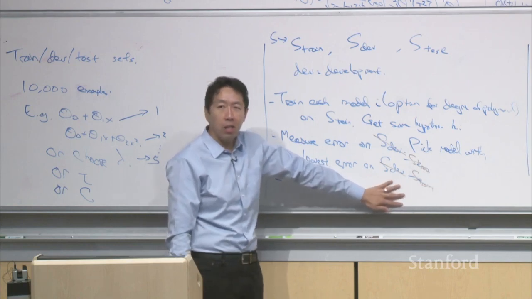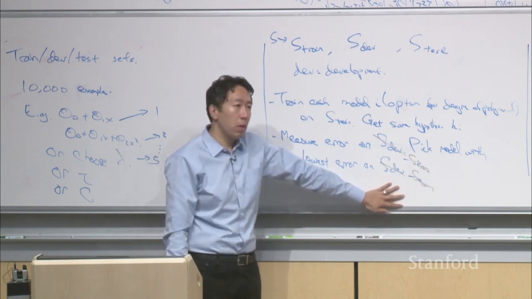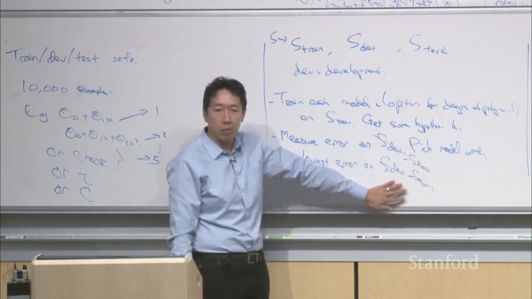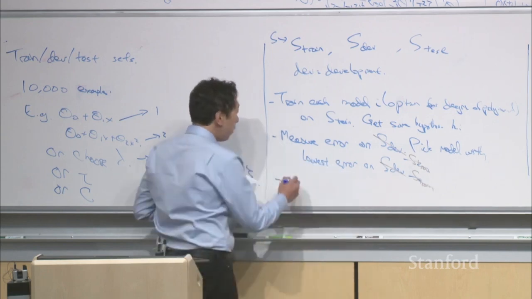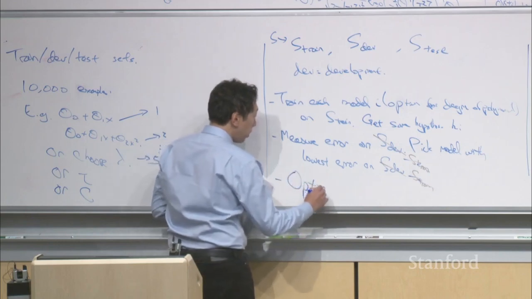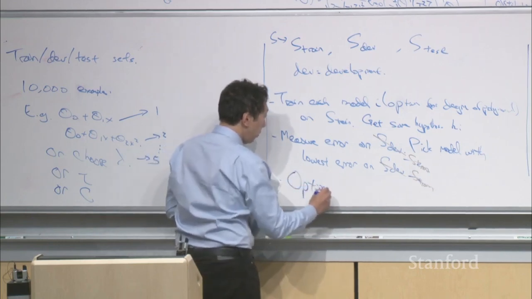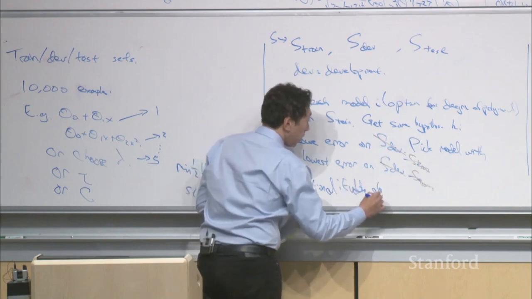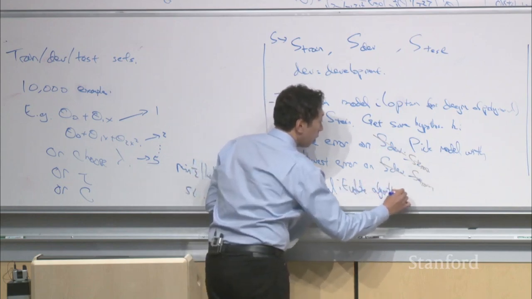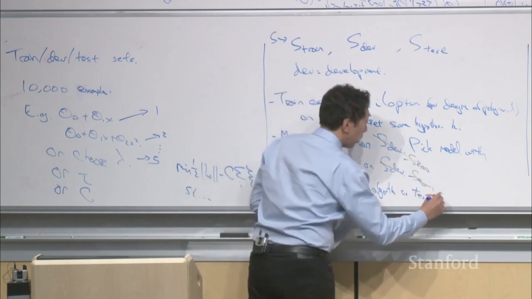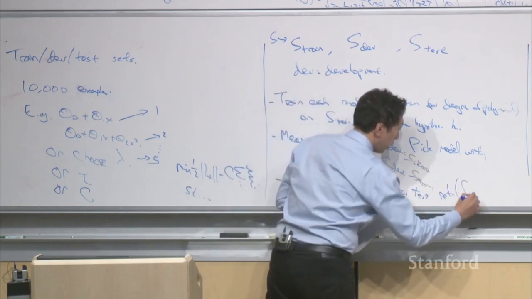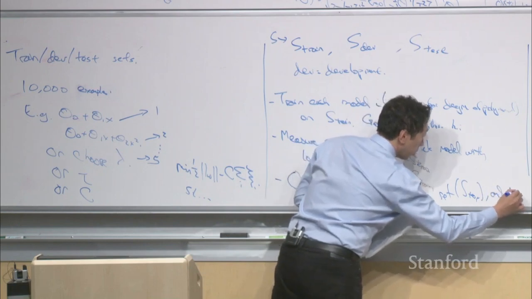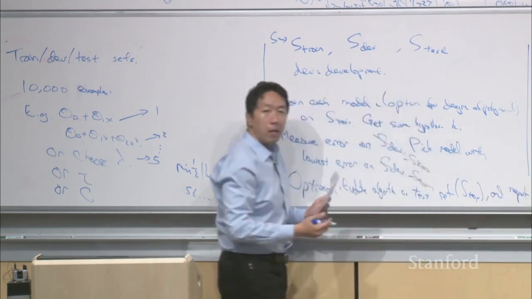In particular, information about what's the best degree polynomial to choose was derived from the dev set, from the development set. And so if you're publishing a paper or you want to report an unbiased result, evaluate the algorithm on a separate test set, and report that error, okay?